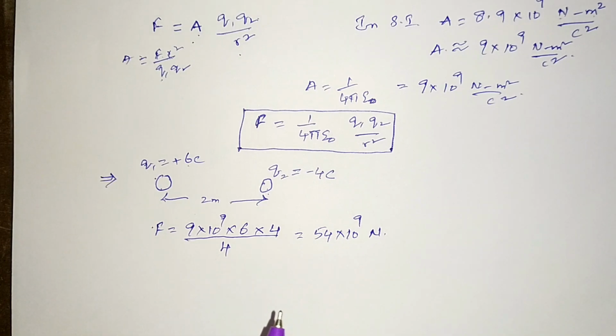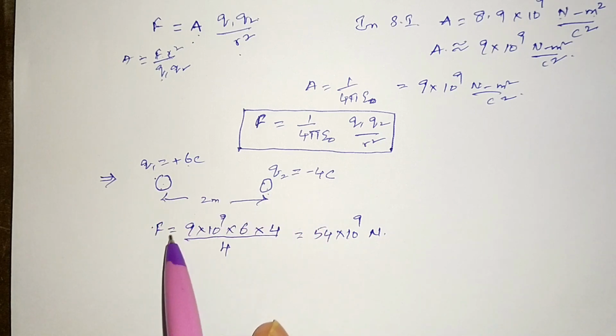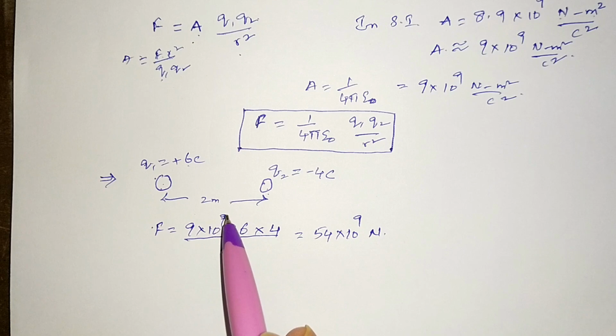Understood everyone? Right. So here the force is attractive if the charges are unlike charges, meaning one is positive and another one is negative, then the electrostatic force is attractive in nature.